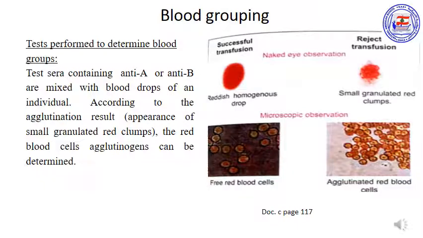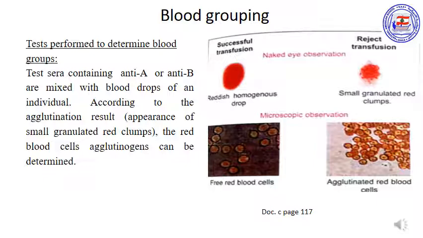Before any blood transfusion, it is necessary to determine the blood group of every individual. And this is what we call blood grouping. What does blood grouping consist of? It consists of using test sera containing anti-A or anti-B and mixing them with blood drops of an individual. According to the agglutination result, appearance of small granulated red clumps, the red blood cells' agglutinogens can be determined.